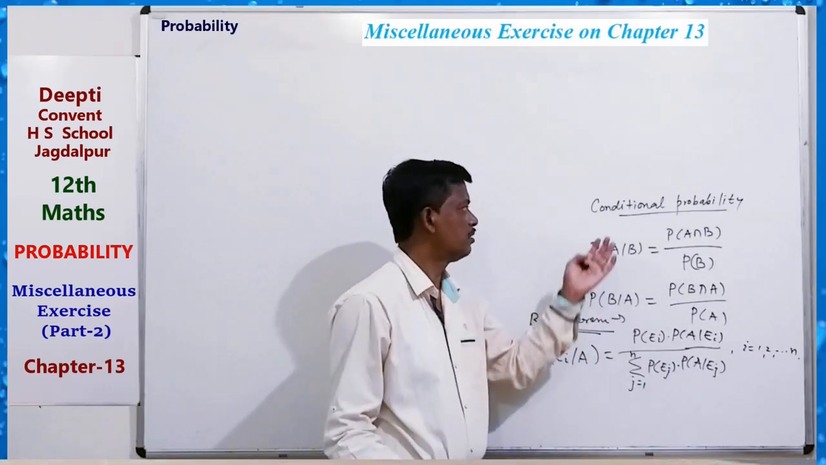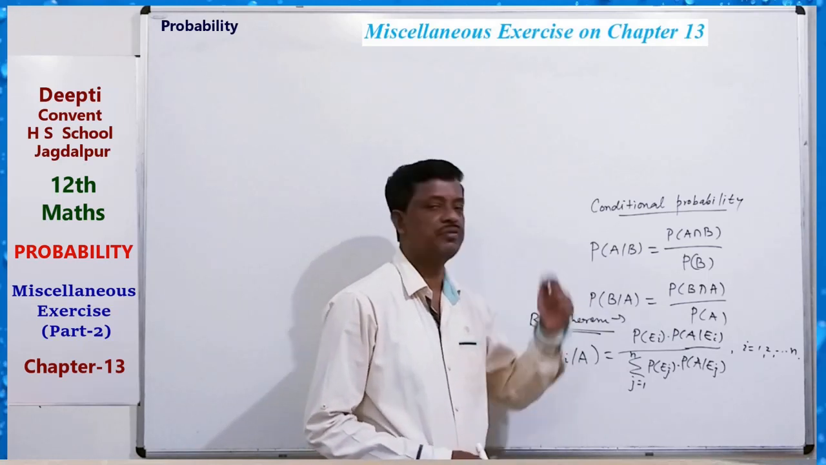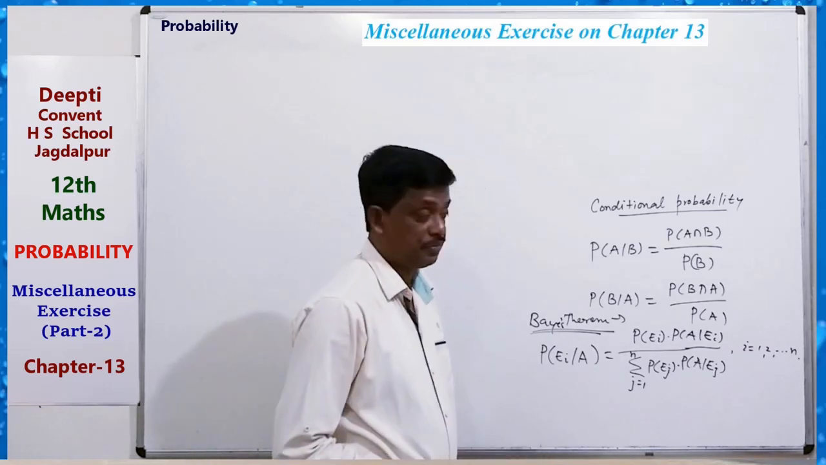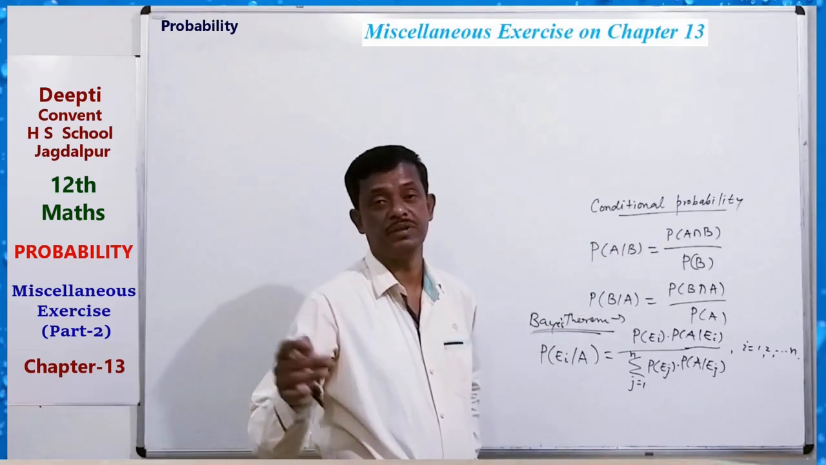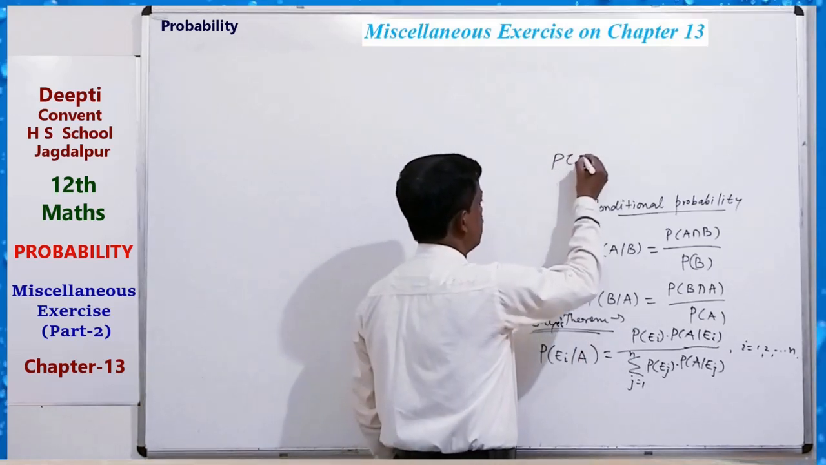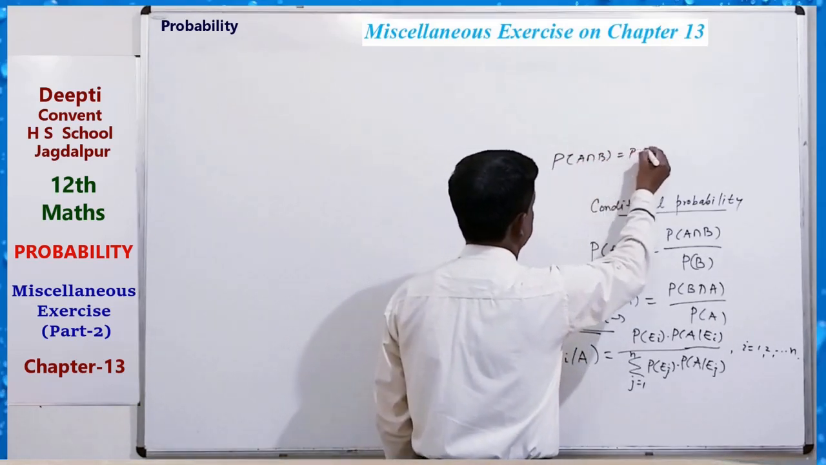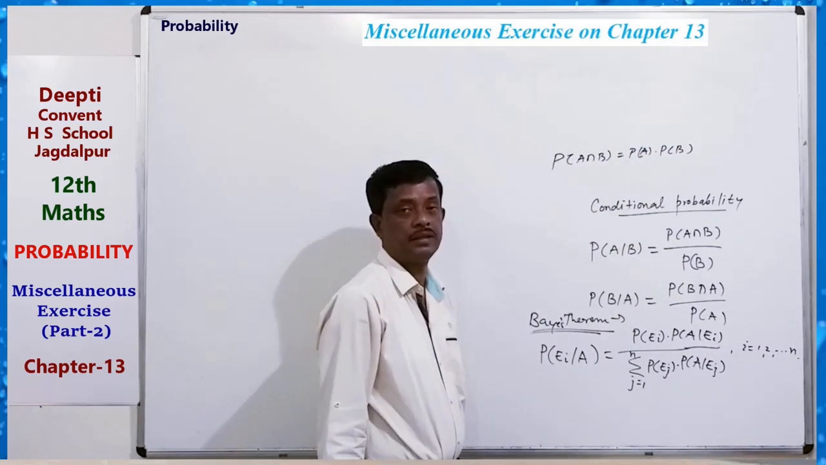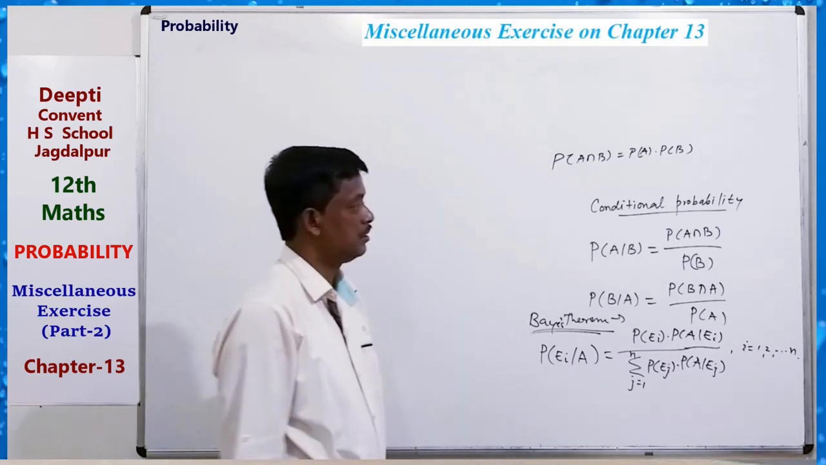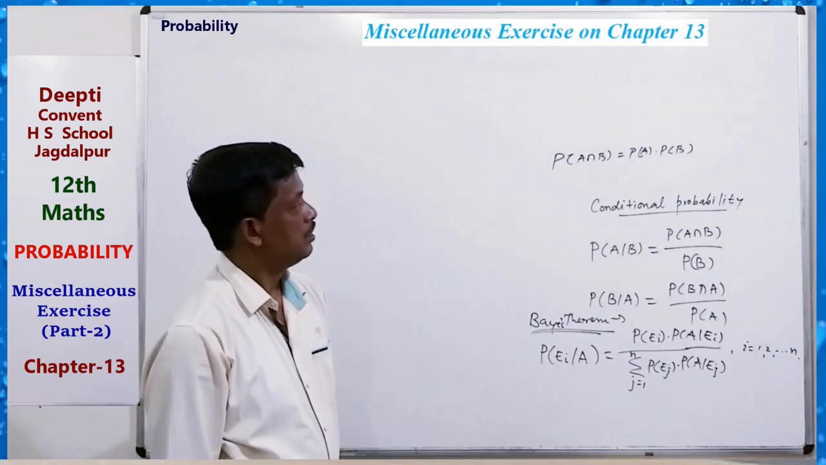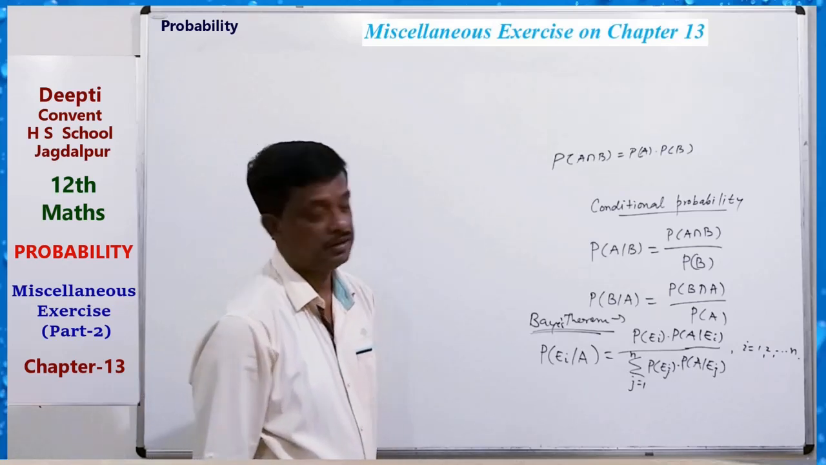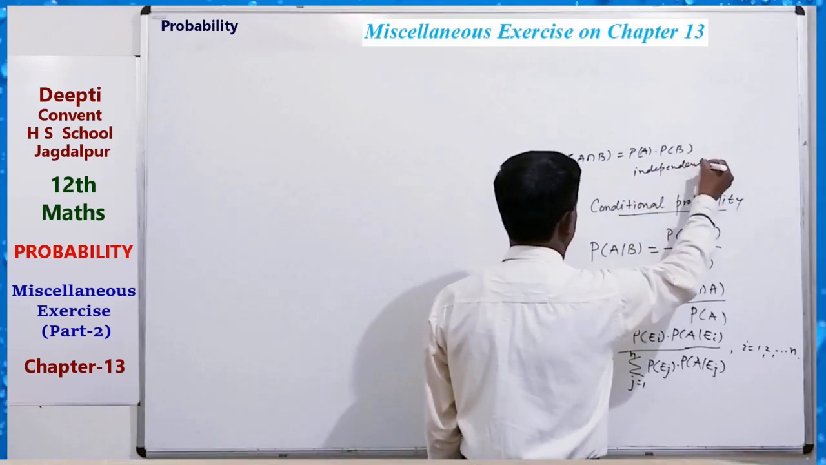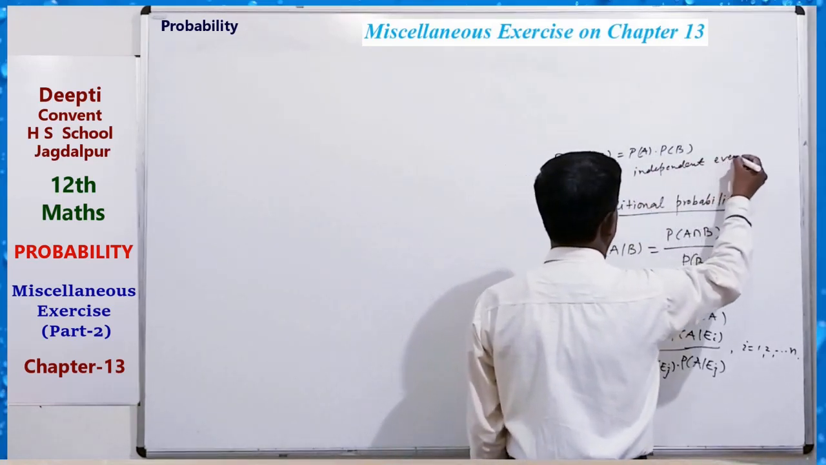Sometimes you can also use the conditional probability formula. For independent events, we know P(A intersection B) equals P(A) into P(B). This is for independent events.